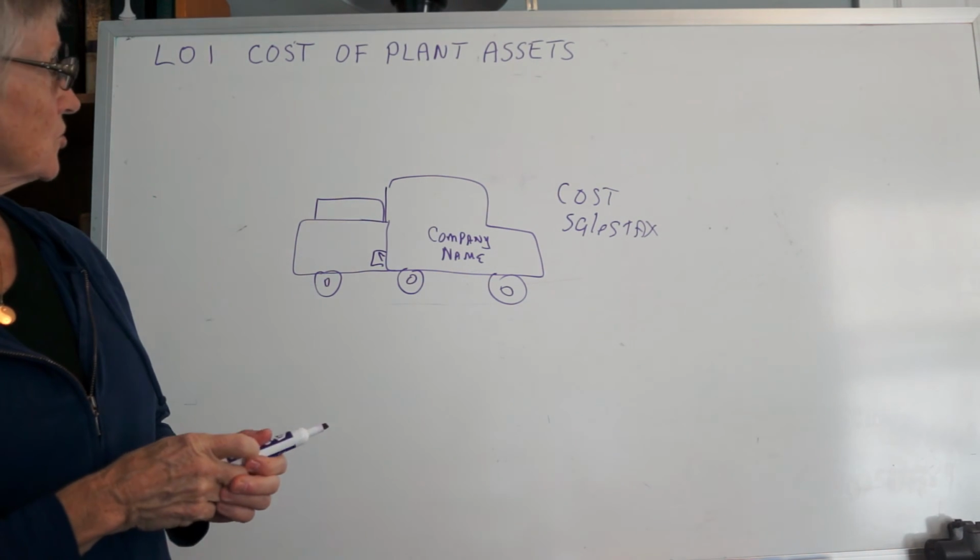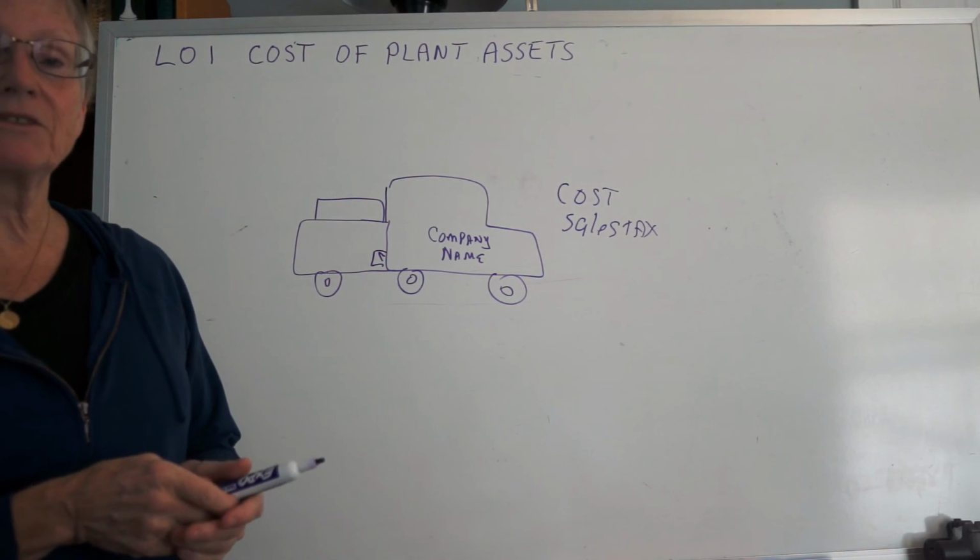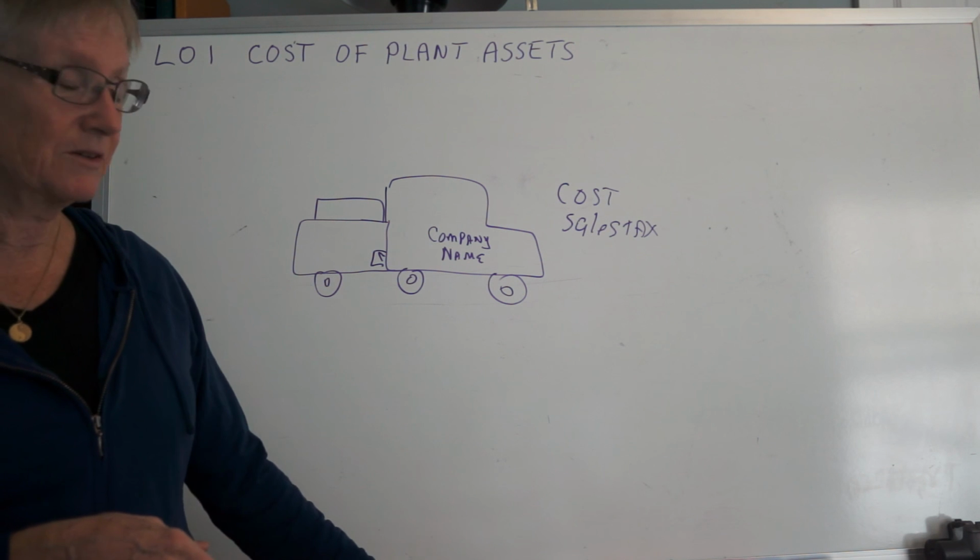So that's the initial costing of our plant assets. The next thing we have to learn to do is to depreciate them.